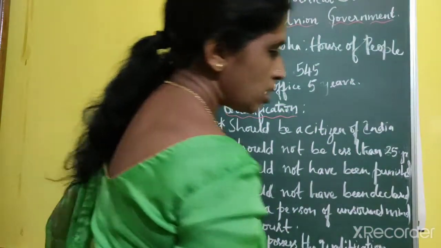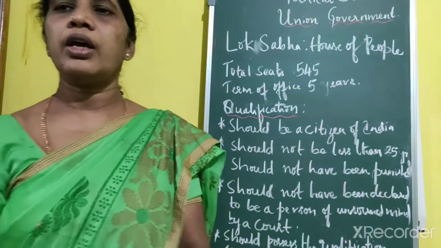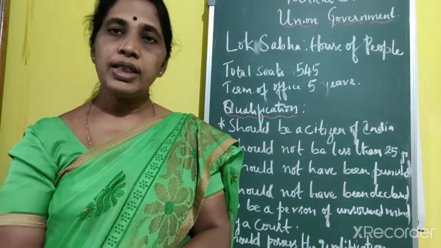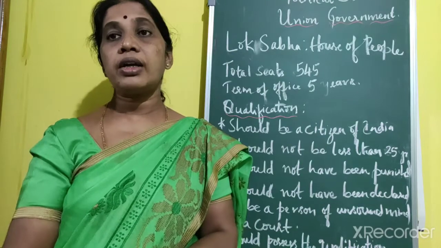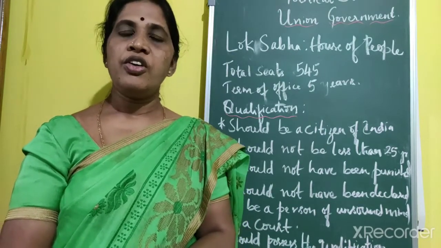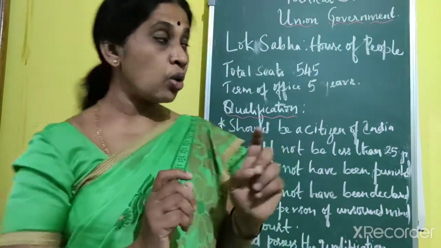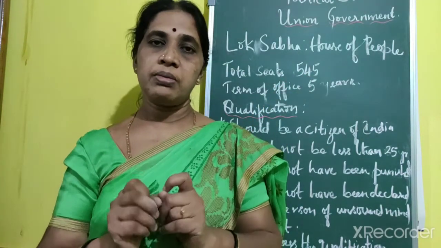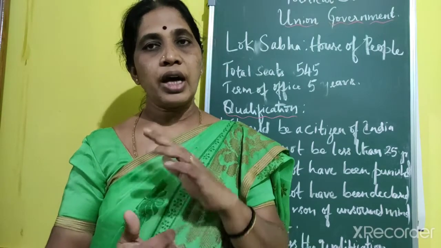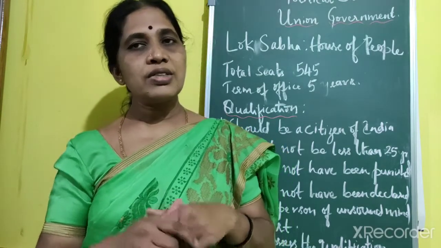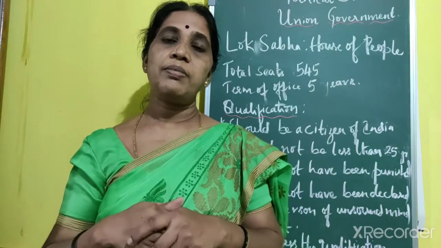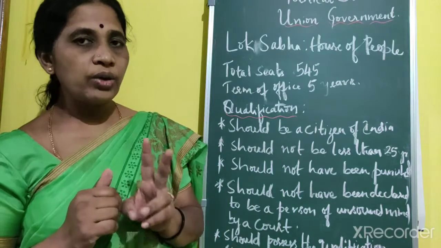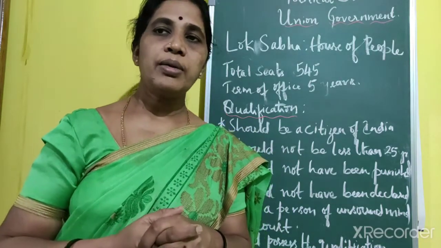It's also known as the House of People. Okay, and the maximum number of seats is 545. In that, 543 members are directly elected by the people, whereas the other 2 members are nominated by the President, and they are Anglo-Indians. So 2 Anglo-Indians are nominated by the President.